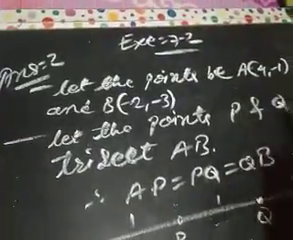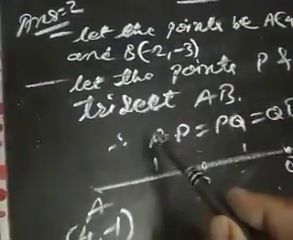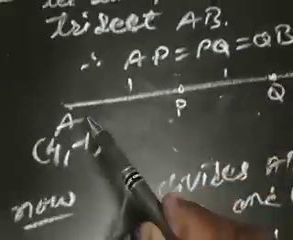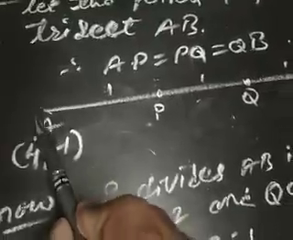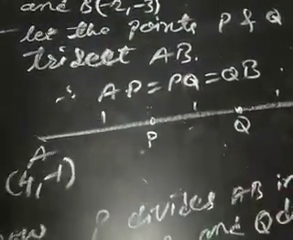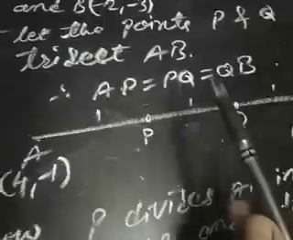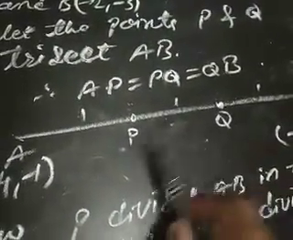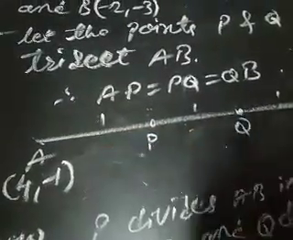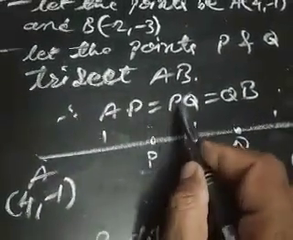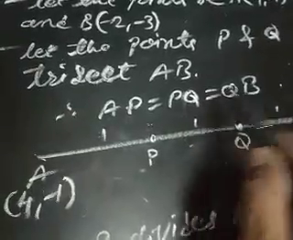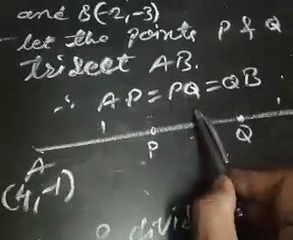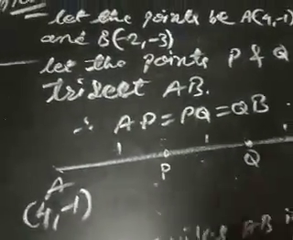It means P and Q trisect this line segment in the form of AP = PQ = QB. Here I drew this figure: line segment A and B. When we divide this line segment in trisection, it means first part, second part, and third part by the points P and Q, and they are all equal. So AP = PQ = QB, all are 1, 1, 1. This part distance is 1, this part distance is 1, this part distance is 1.